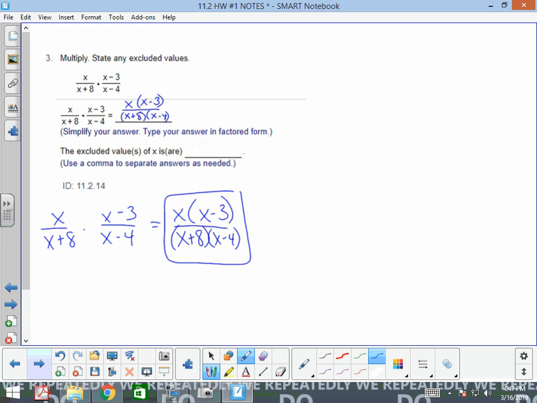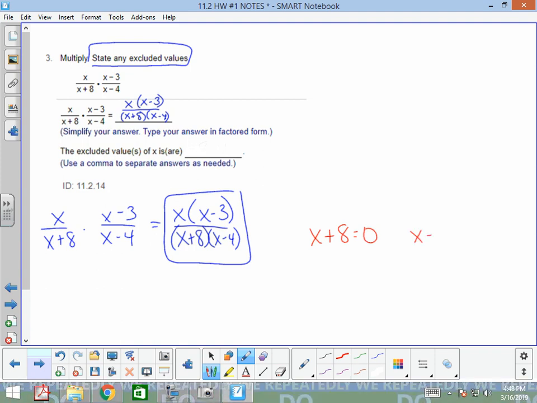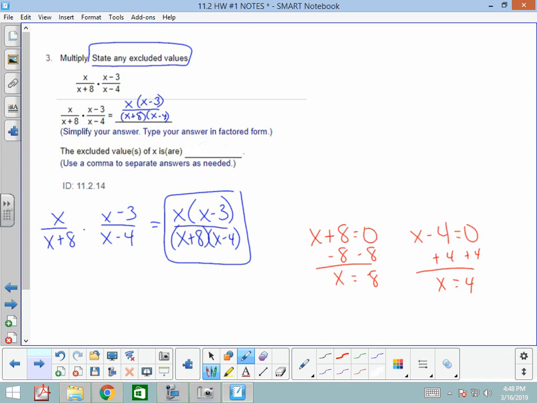But in this particular problem, they do want you to state any excluded values. It's actually the only problem, or one like it, that asks you to state any excluded values. So going back to the previous notes from 11.1, look at the denominators. We're looking at the factors, and we're taking each factor equal to 0 and solving for x. So this answer is -8 and +4 for the excluded values.